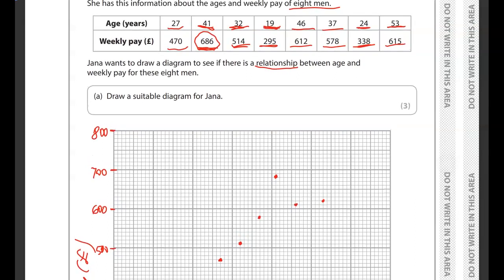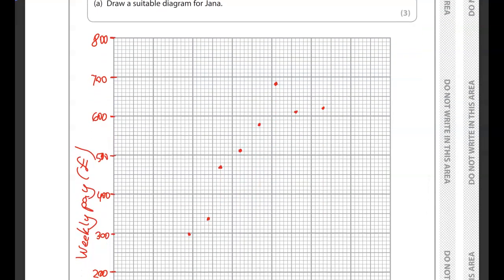So we've drawn a suitable diagram. Let's give it a title as well. So: relationship between age and weekly pay.